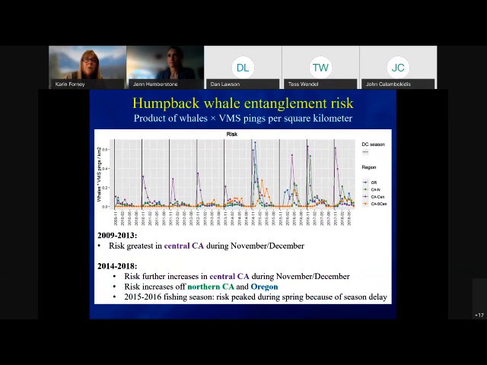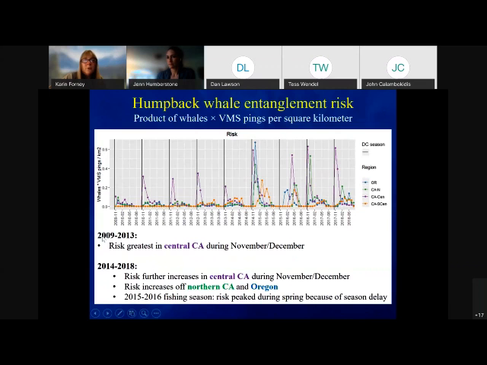When we combine these 2 layers, the product of whales and the VMS pings per square kilometer, this gives us a relative measure of risk. On the left, again, we're going from 2009 to 2018, and the y-axis now is a relative measure of risk. This is not telling us any probability that a whale is going to get entangled, but when the value is greater, there is a greater risk, and when the value is lower, there is a reduced risk. And again, I'll point out a few features. I've tried to color code this to aid you a little bit.